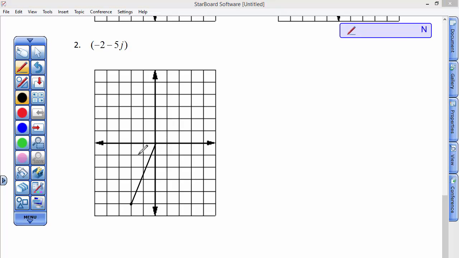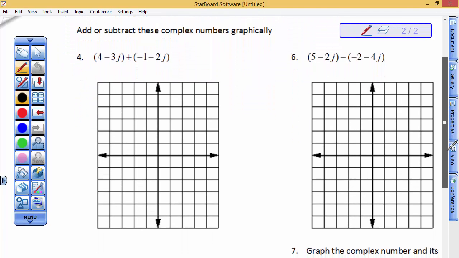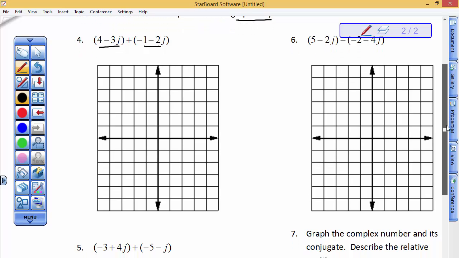Okay, so in order to start to understand why we can add vectors and subtract vectors, multiply and divide vectors, we're going to go ahead and add these 2 complex numbers that are in rectangular form graphically. So that's what we're going to do next. So I'm just going to draw each vector independently. So the first one is to the right 4 and down 3, and I will draw that vector and put the arrowheads on it. Then the next one is to the left 1 and down 2, and I will draw that vector and put the arrowheads on it.